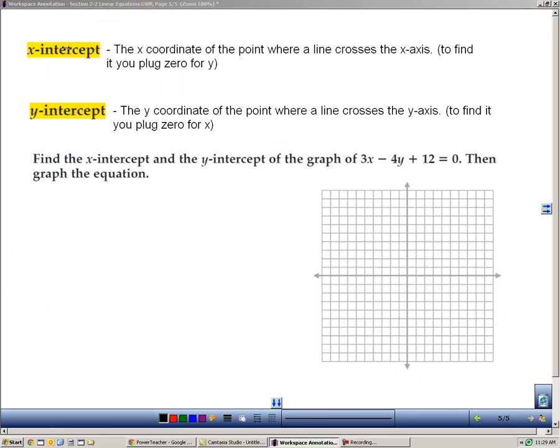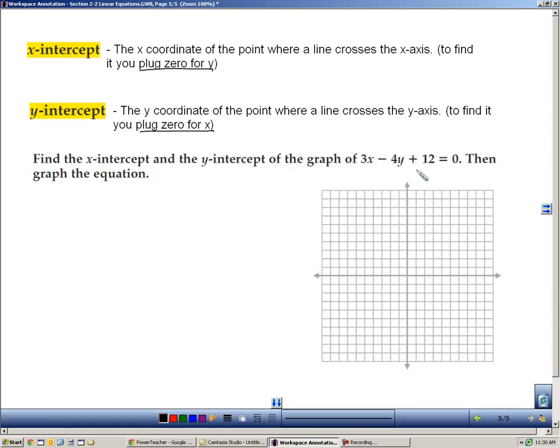Last thing we'll talk about here is x and y intercept. X-intercept is the x-coordinate of a point where the line crosses the x-axis. And the y-intercept is the y-coordinate of a point where it crosses the y-axis. You can find the x-intercept by plugging in 0 for y, and vice versa. You can find the y-intercept by plugging in 0 for x.